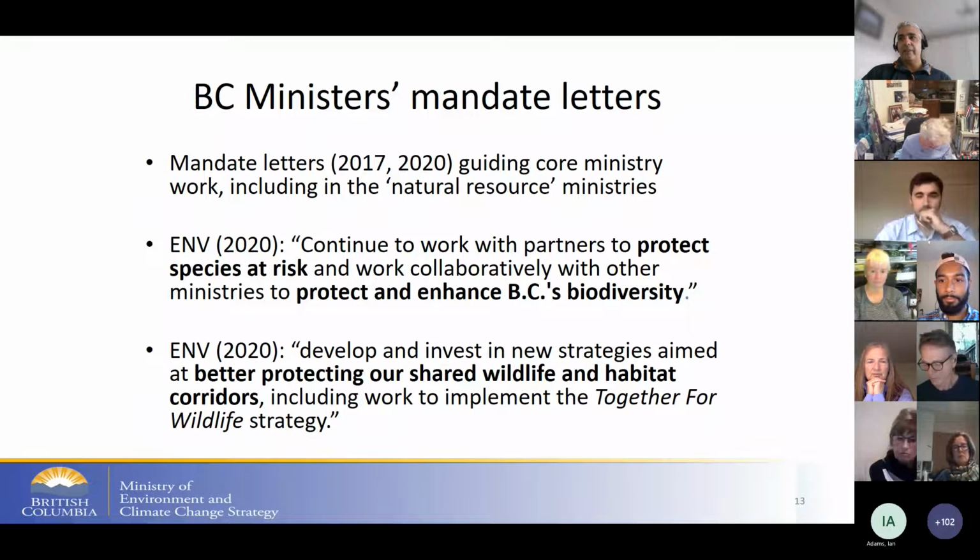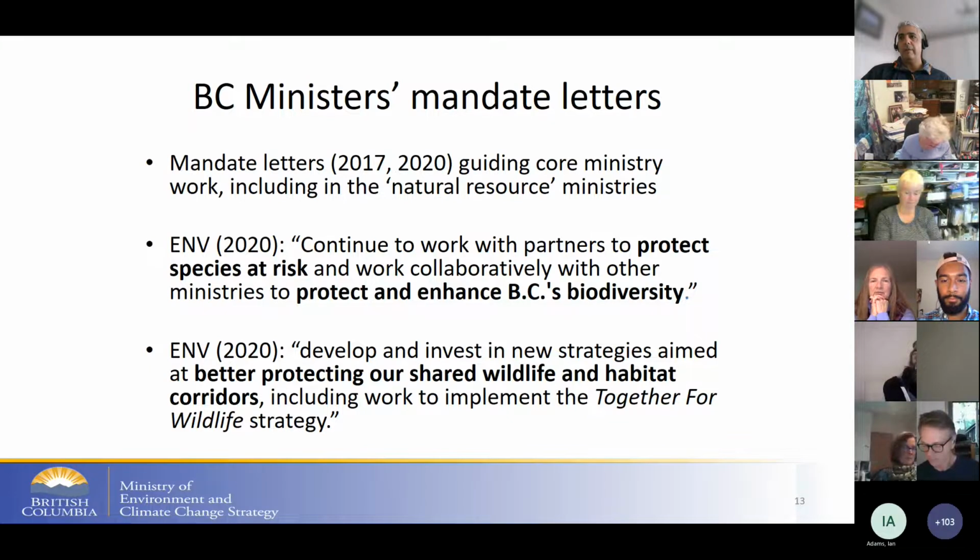In terms of the current context and direction within government relative to biodiversity outcomes, I'll start by referring to ministry mandate letters. Mandate letters from the Premier to ministers are increasingly important to guide the work that we undertake. The current government's mandate letters from 2020 guide some core ministry work, and some of the direction is creating potential opportunities to apply KBAs to a range of programs. Specifically, the Ministry of Environment's 2020 mandate letter includes an action to, quote, continue to work with partners to protect species at risk and work collaboratively with other ministries to protect and enhance species biodiversity.